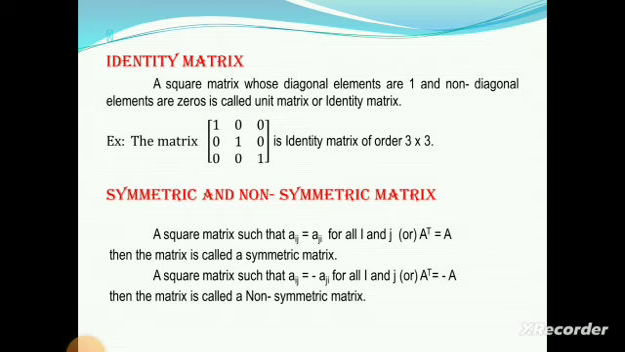What does transpose mean? Transpose means you rearrange the rows and columns of the matrix vice versa. That is, the row values become column values and the column values become row values, and then you get the transpose of the given matrix. Now, if the transpose of the matrix and the given matrix have the same values, then it is called a symmetric matrix. If aij is equal to the negative of aji, then we can say that this matrix is a non-symmetric matrix.